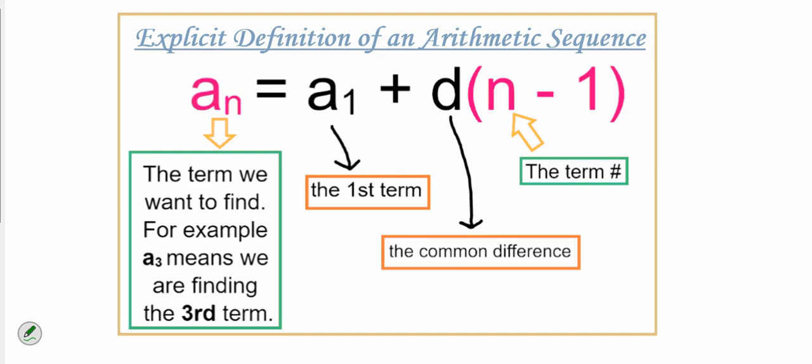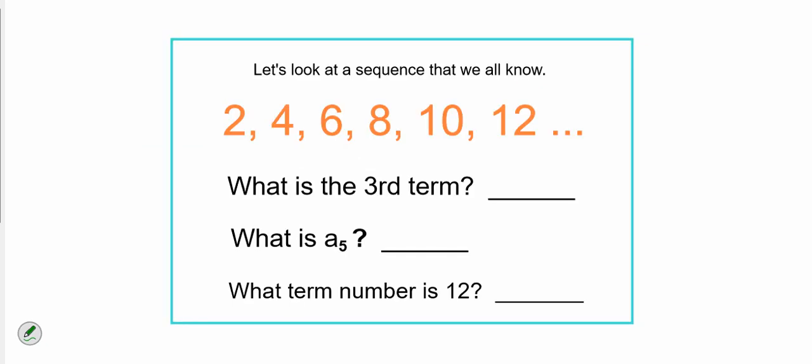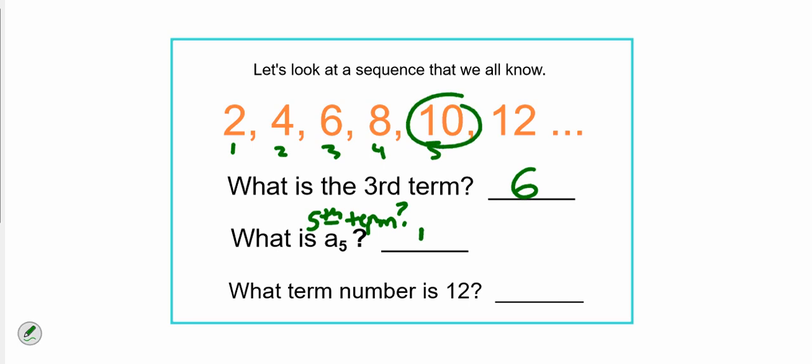So let's look at our sequence that we all know, and let's see if we can answer some of these questions. What is the third term? Well, 2 is the first term, 4 is the second term, the third term is 6. Now, what is a sub 5? A sub 5 is just another way of saying fifth term. So what's our fifth term? We've got 1, 2, 3, 4, 5, 10 is our fifth term.